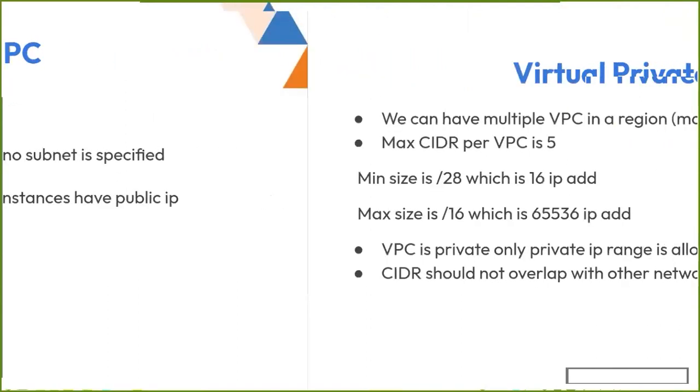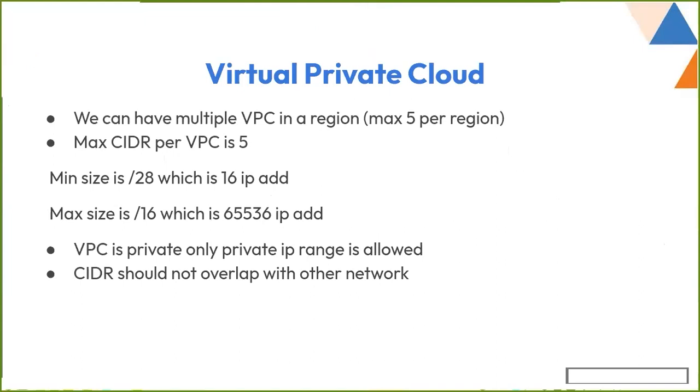In every region we can create 5 VPCs by default. But this is adjustable. We can request and increase the quota on this 5. We can have hundreds of VPCs as per our needs. Also, we can have 200-something CIDRs per VPC.